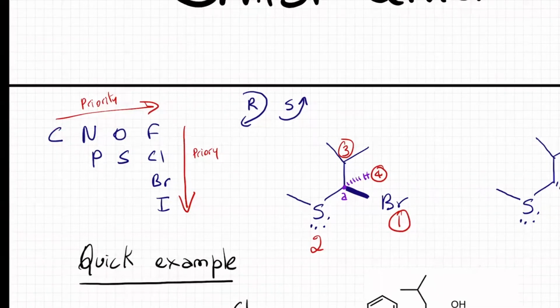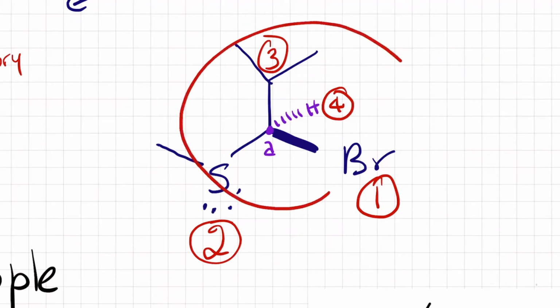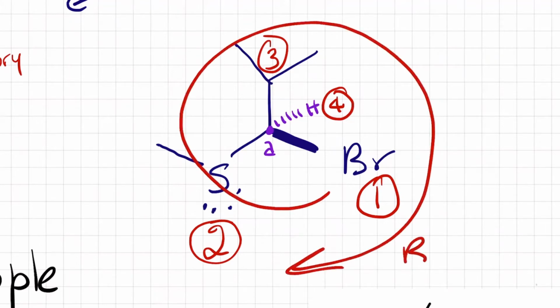Now, let's see whether it's R or S. Once we have the 3 groups in the order of priority, we're gonna do 1, 2, 3. What is that? That's R. Before you go ahead and move on, make sure that the element that has the first priority is on the wedge. In this case, the bromine here is on a wedge. It's in the front, so we can say that the compound is R.